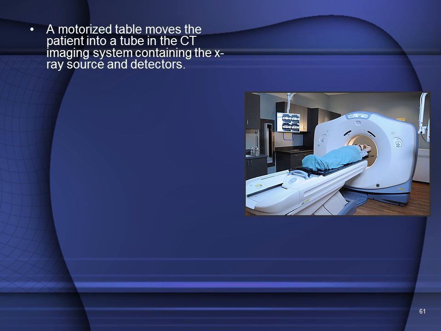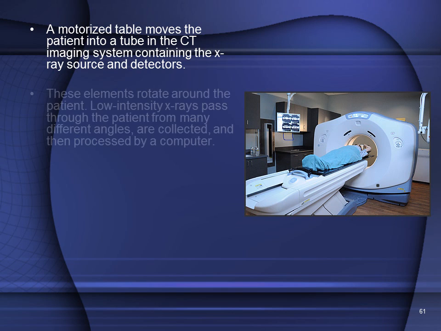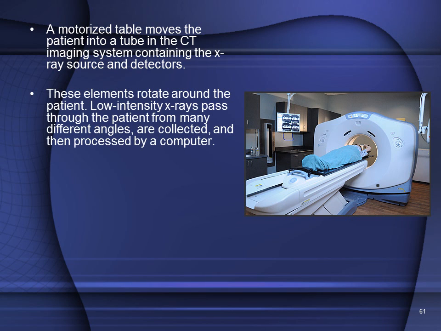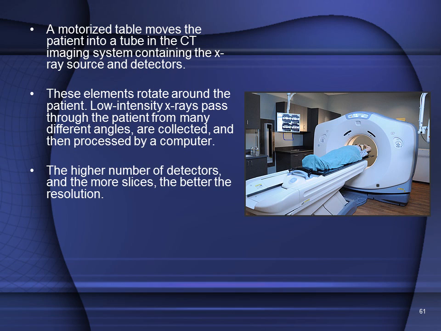In a CT scan, the patient is placed in supine position on a motorized table that will move the patient in and through the CT tube. The CT tube contains the banana-shaped detectors and the X-ray emitter that spin around the patient. Low-intensity X-rays pass through the patient from many different angles, and they are collected and then processed by a computer. The higher the number of detectors and the more slices that are taken, the better the resolution.